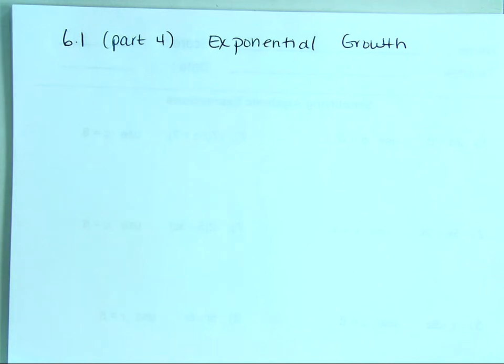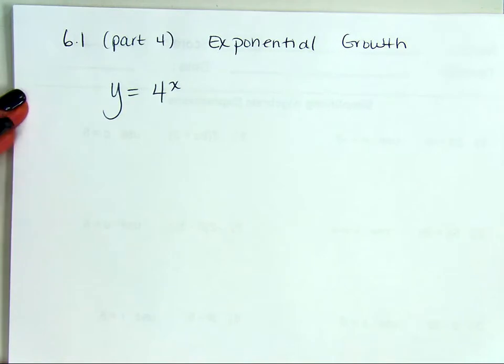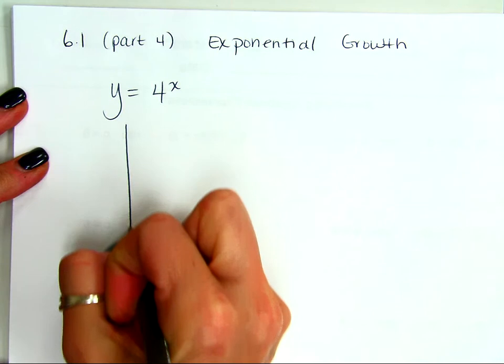So let's get back to that y equals 4^x that we had just started with. We talked about the fact that if you don't know how to graph something, you can use a table every single time. So let's graph y equals 4 to the x. All right? So let's make our table of values.